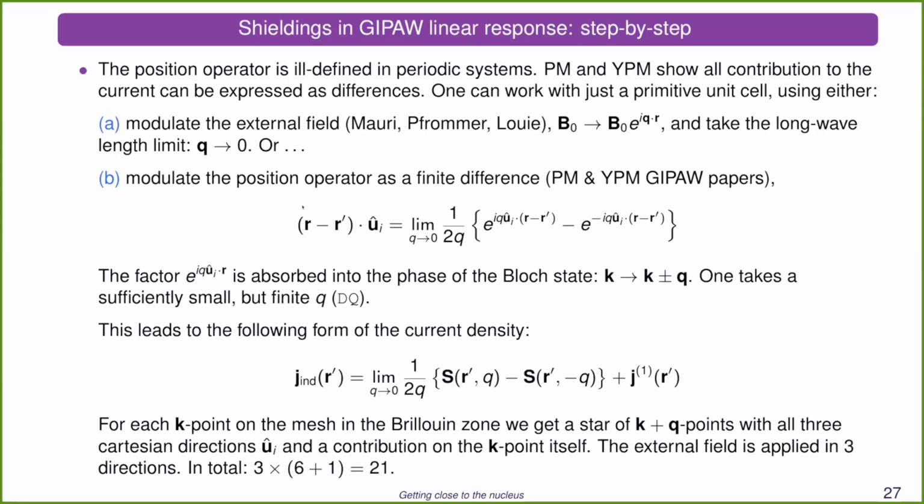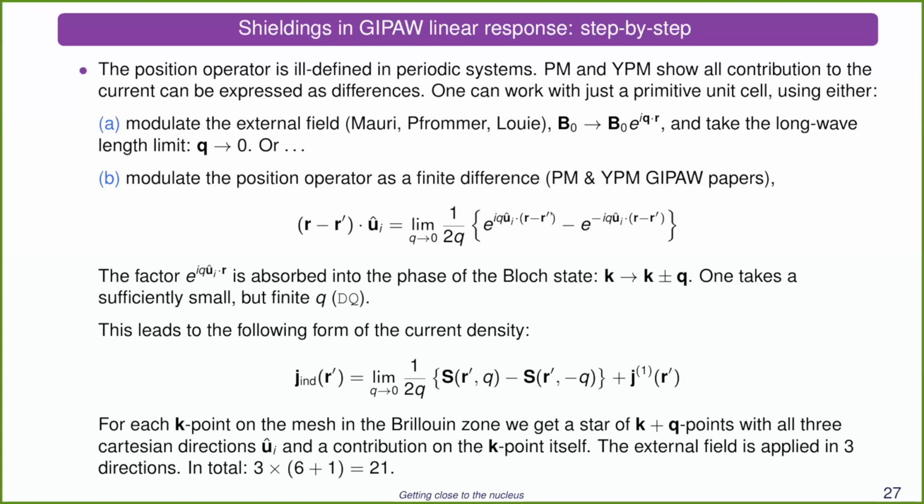And so what you do, you replace this by this for a finite Q, which is not really 0, but is very, very small. You can set it in your input. This is the DQ thing, but there is a default, and the default is very often already quite good. So you typically don't have to touch this.